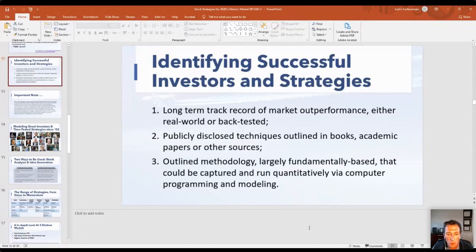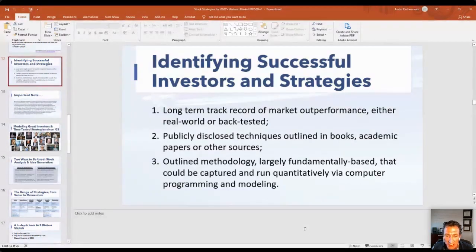So for us, what is very important when we're capturing and codifying and implementing and offering a strategy on Validea is it has to really have three things behind it. First, it has to have a real world, long-term track record of market outperformance. And that's either in the real world from the gurus we follow, or in the case of some of the academic strategies and other strategies that are in books, it has to have a long-term backtest behind it.